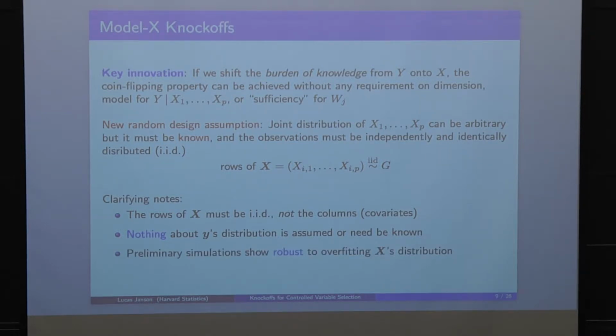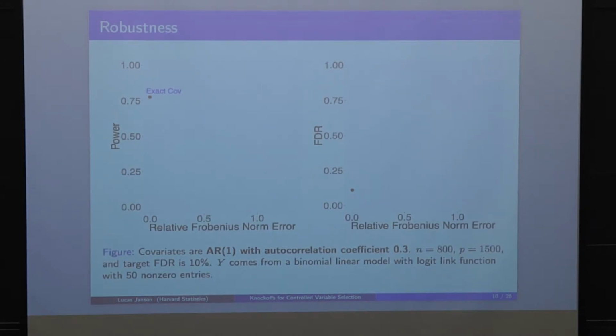And lastly, since this is definitely a non-trivial assumption, a big question we might ask is, how robust is this method to that assumption being violated? That's what I want to talk about on this slide. All right, so this slide takes a little bit of description to set up. What I have is an AR1 set of covariates. So I have IID rows, and I have some dependent structure among the x's.